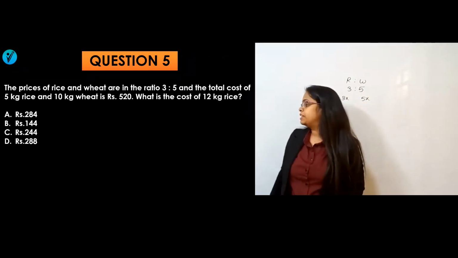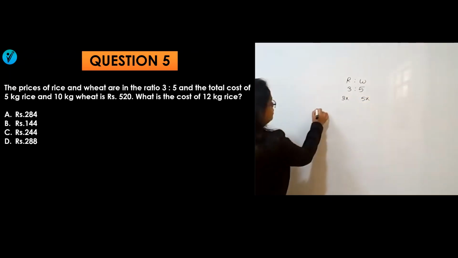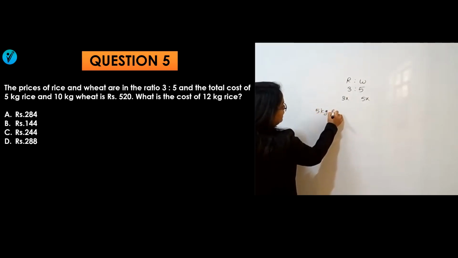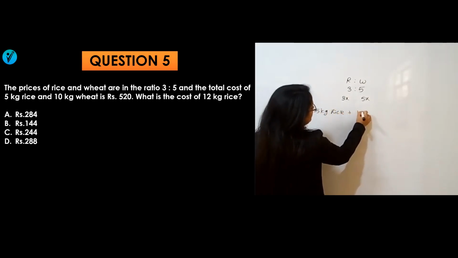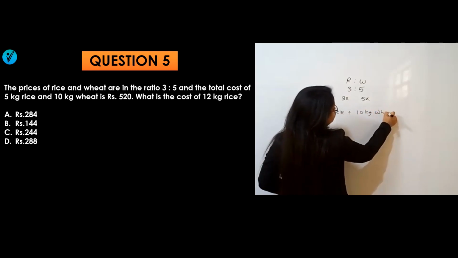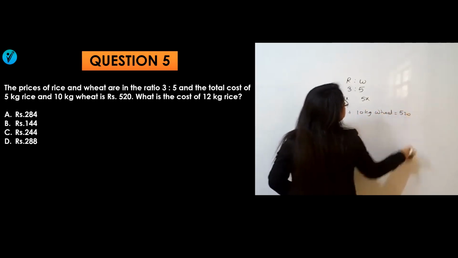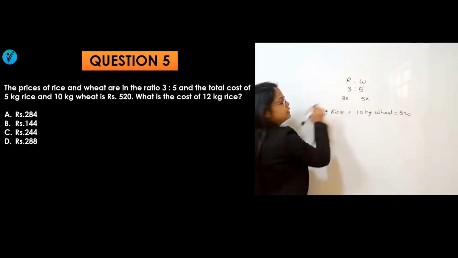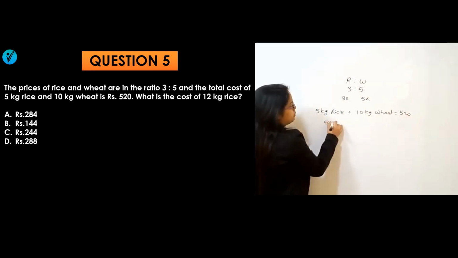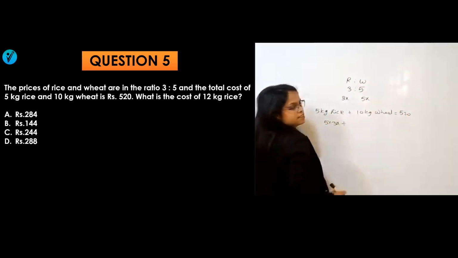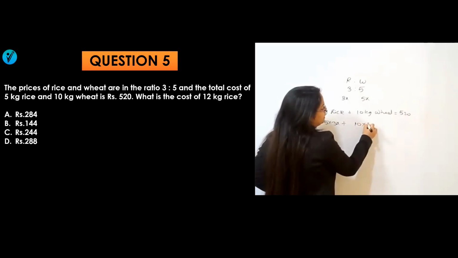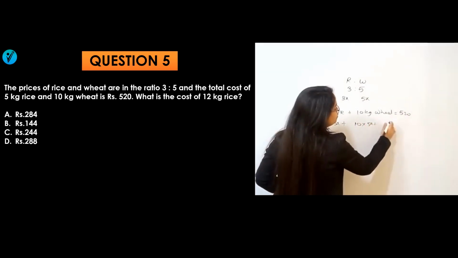So what will be the price of 5 kg rice? 5 kg rice, let me write it, plus 10 kg wheat is equal to 520 rupees. So let me add it. 1 kg is 3x, so 5 kg will be 5 into 3x. 1 kg is 5x, so 10 kg will be 10 into 5x, which is equal to 520.